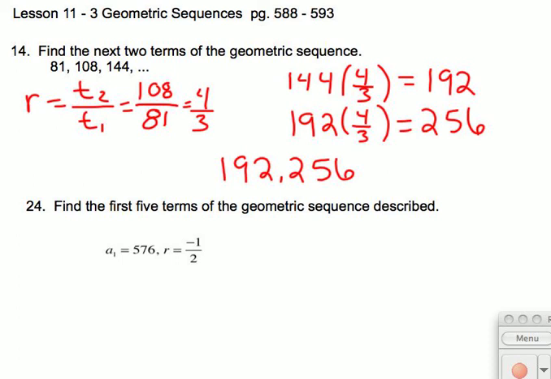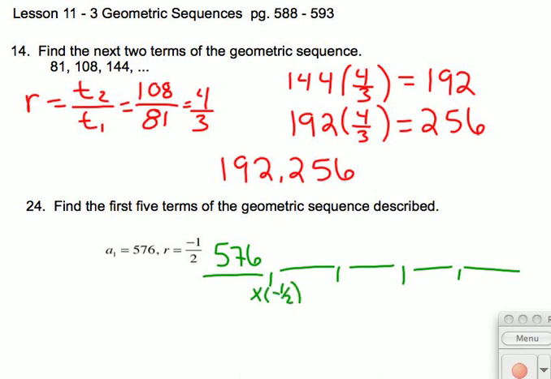Problem number 24 says find the first 5 terms of the geometric sequence described, where a sub 1 is 576, r is negative 1/2. So I'm asked to find the 5 terms. Again, each term is found by multiplying by that r factor. So my first term is 576. I take 576 and multiply it by negative 1/2, and I come up with negative 288.